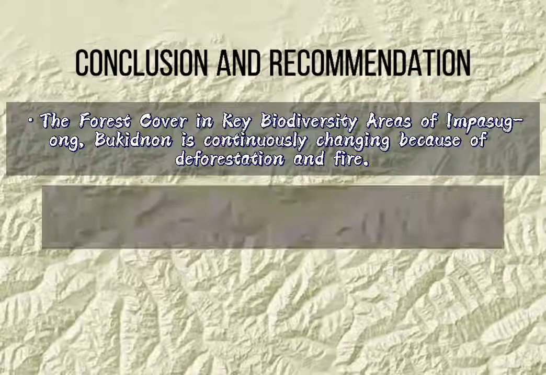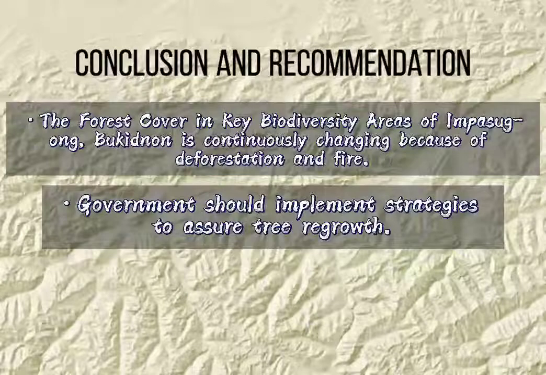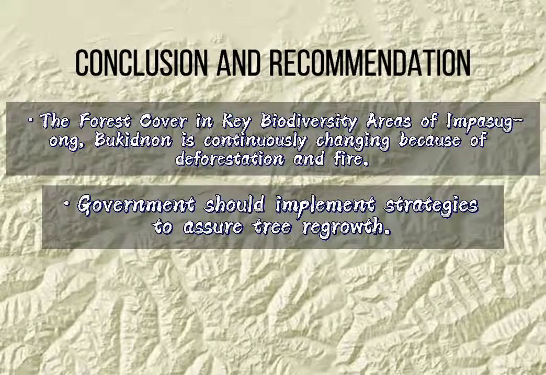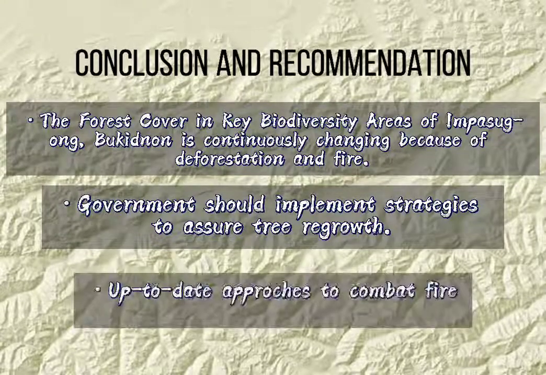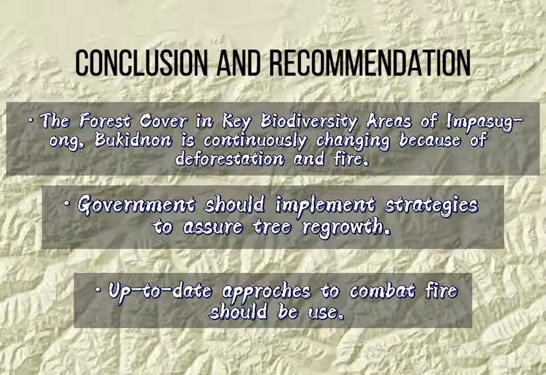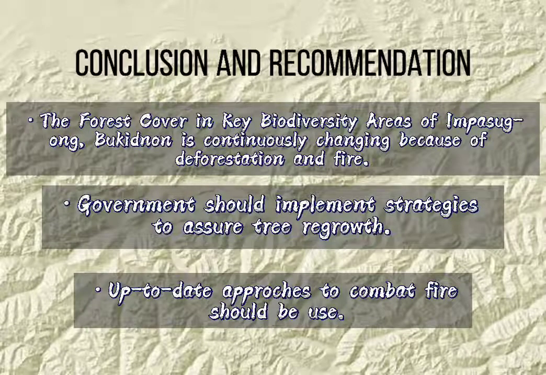Tree cutting must be regulated by the government by implementing appropriate strategies that assure tree regrowth. Furthermore, the need to keep forest fires under control is equally important. We need to use up-to-date approaches to help combat fires more efficiently and effectively. Through this, more tree and animal extinction will be avoided, and the ecosystem will not collapse.